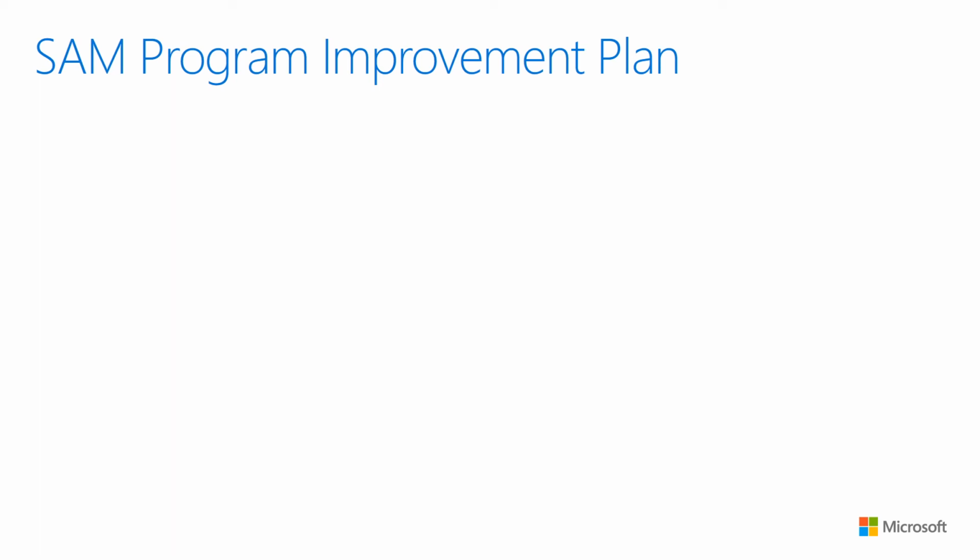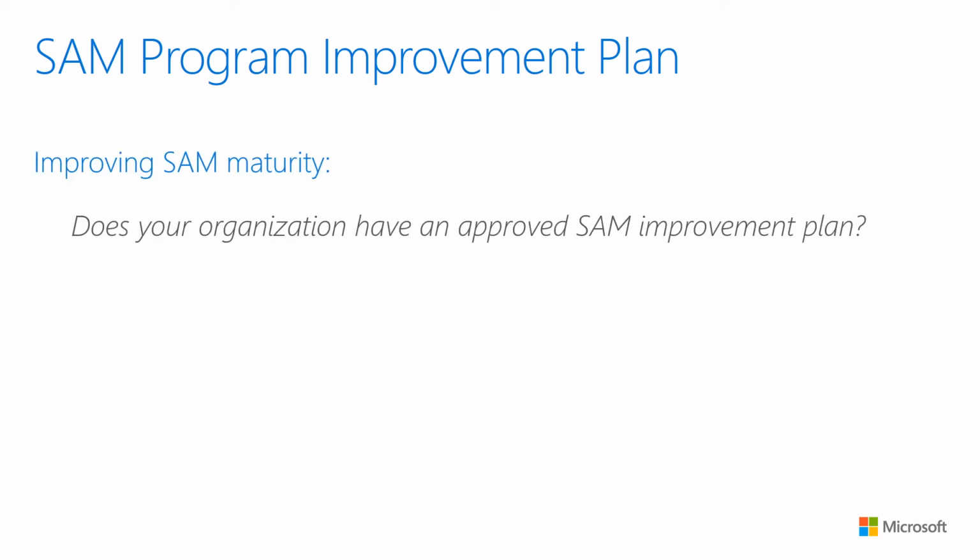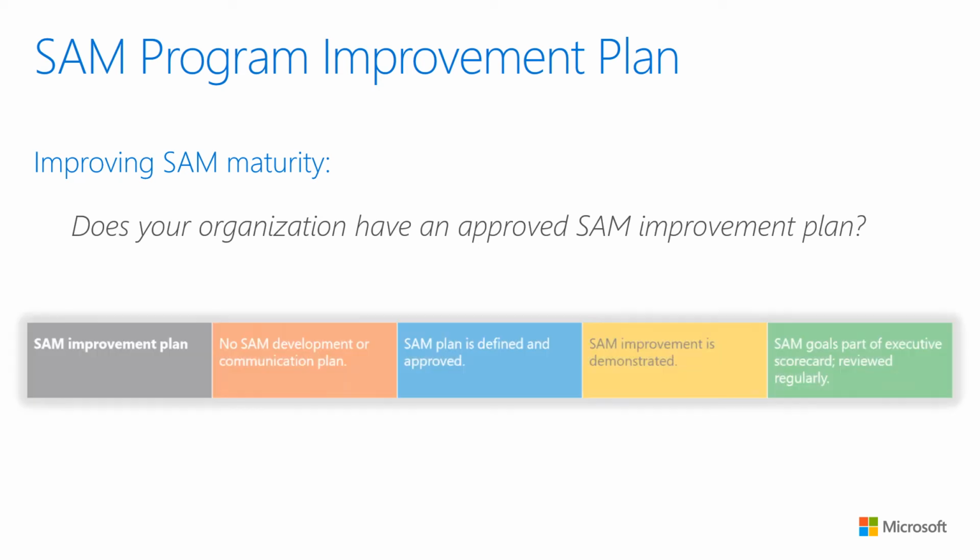There is a SAM improvement plan competency with a simple question: does the organisation have one? And down at the basic level, there is no plan, which is then in place at the standardised level. By the rationalised level, there is SAM improvement demonstrated, and as the dynamic level is reached, SAM goals are part of the executive scorecard and reviewed regularly.